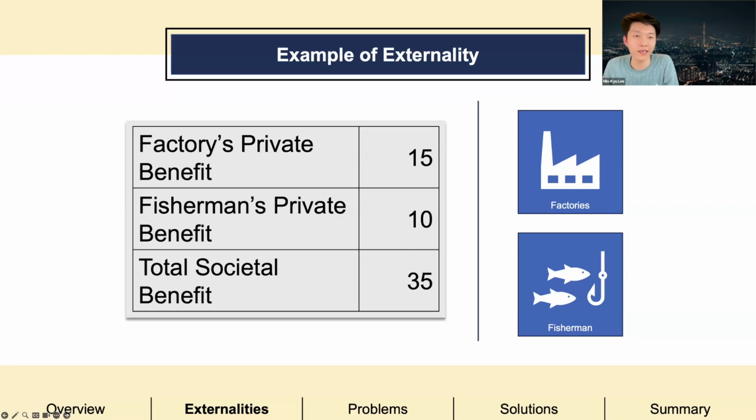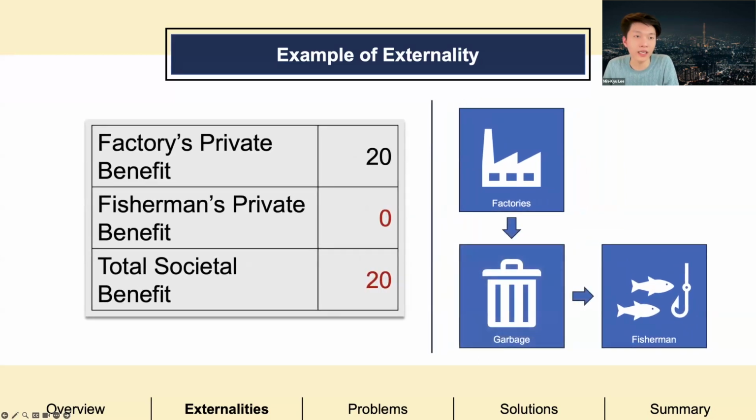Now, let's take away that optimism and that assumption that we had at first, and let's see what happens when the factory produces more and starts to produce a lot more garbage and essentially ends up making an externality. Now we see that the factory's private benefit goes up to 20. So it went from 15 to 20. So obviously factories will choose to do this.